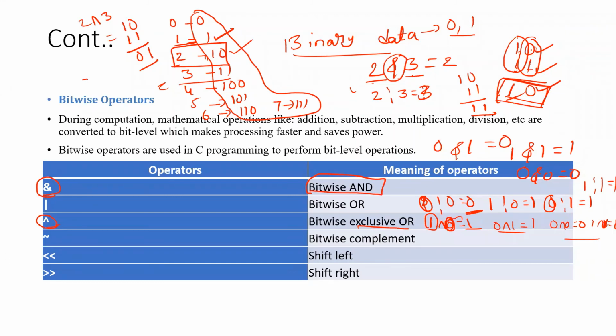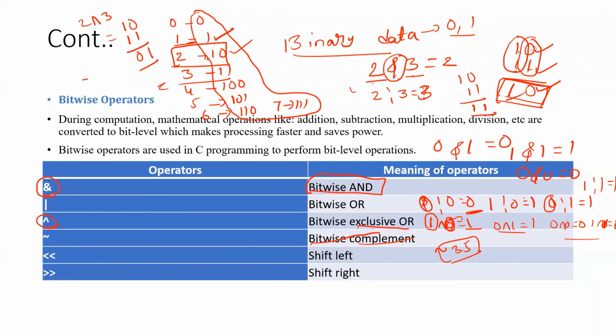Similarly, we have the bitwise complement operator. Here you check complementation. It will work with a single operand. So if I say complement of 35, I can say.